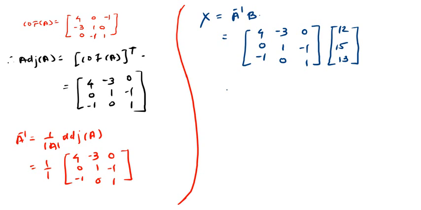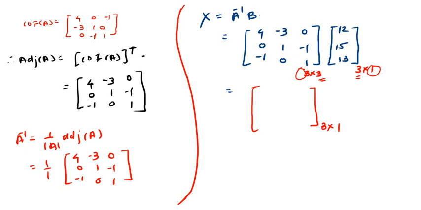Okay, so taking this multiplication, the order of this matrix is 3 by 3, and the order of this matrix is 3 by 1. Okay, so number of columns equal to number of rows. So matrix multiplication will exist, and whatever matrix we will get, its order will be 3 by 1. Okay, 3 by 1 means it will contain 3 rows and 1 column.